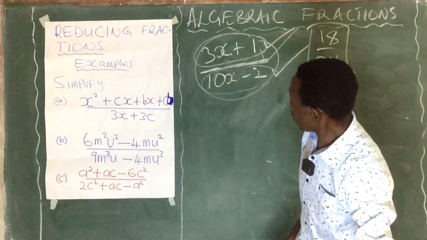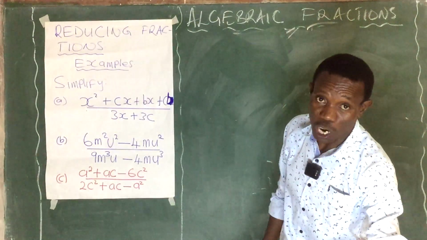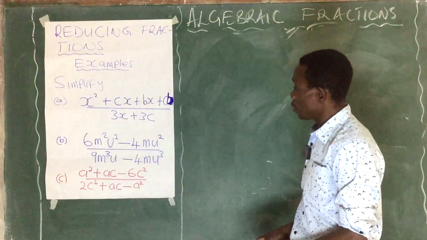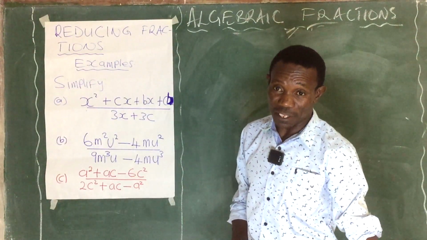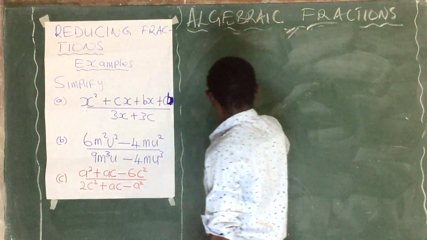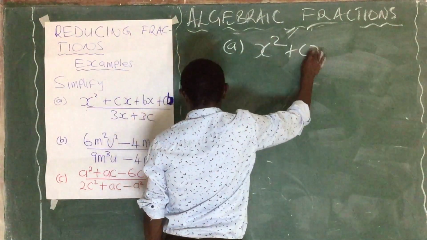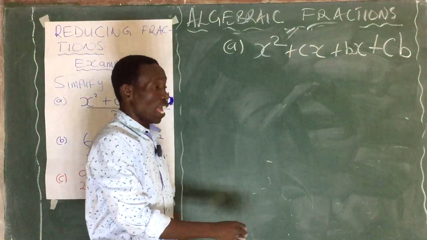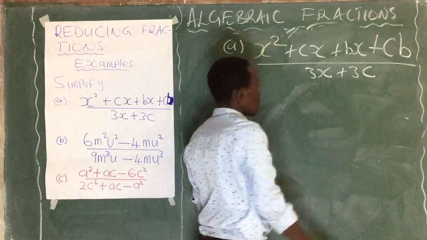By the objectives which I listed earlier in this video, we discussed that first we need to know how we can simplify these fractions to the simplest form. Here I've got 3 examples, but we'll just solve 2. The last one will be your exercise. You just try to work it out based on what we're going to discuss here. So the first fraction goes like this: x squared plus cx plus bx plus cb. That's what we have there. And this one is divided by 3x plus 3c.